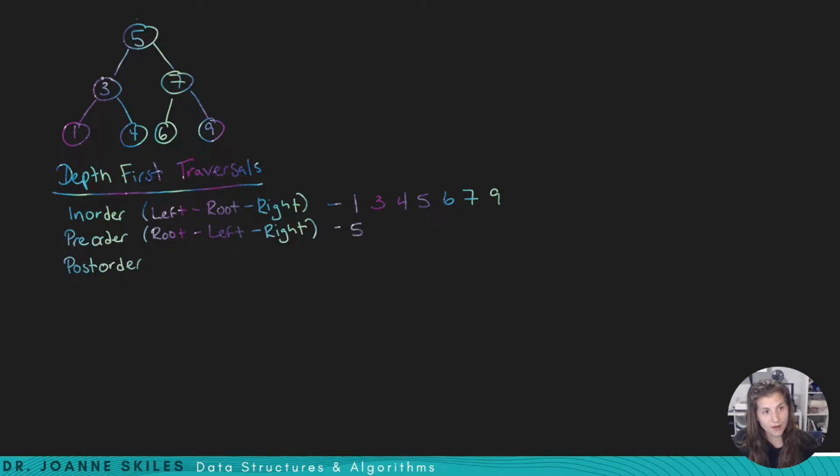Then we move to the left, which is 3. 3 is the root of another subtree, so we visit 3, we outprint 3, and then we go to the left, and we end up at 1. So we outprint 1. Then 1 has no children. It's not the root. It has no children. So we go back up to our root, which is 3, and then go to the right, which would be 4. 4 has no children.